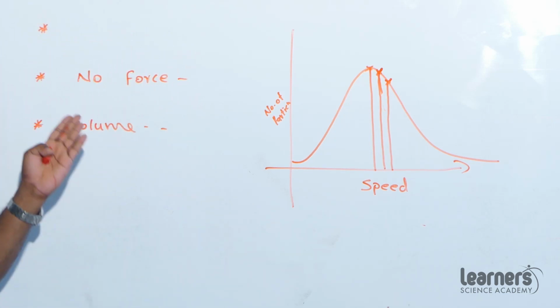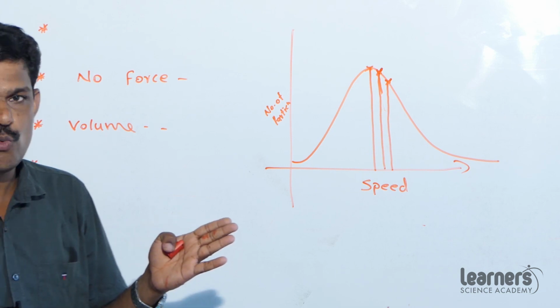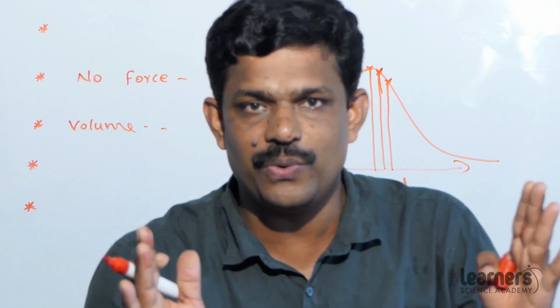Now we studied ideal gas equation. PV is equal to nRT.